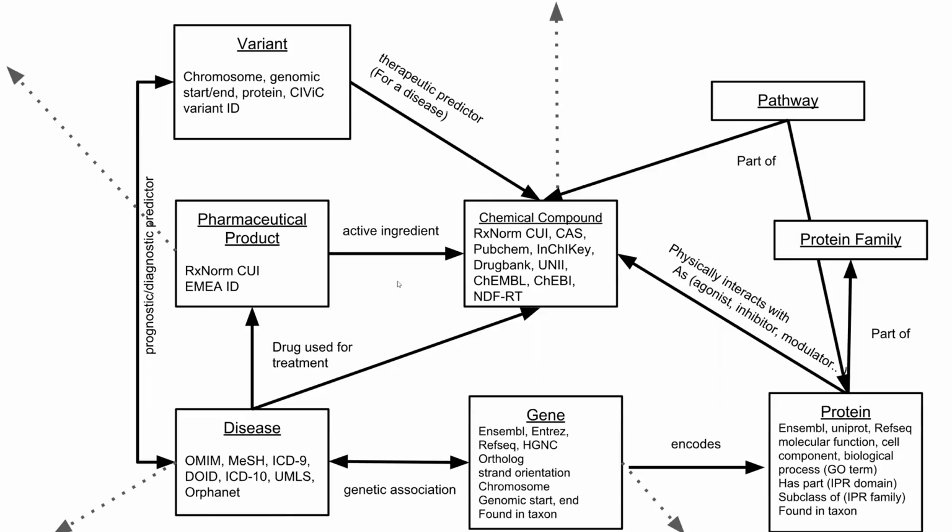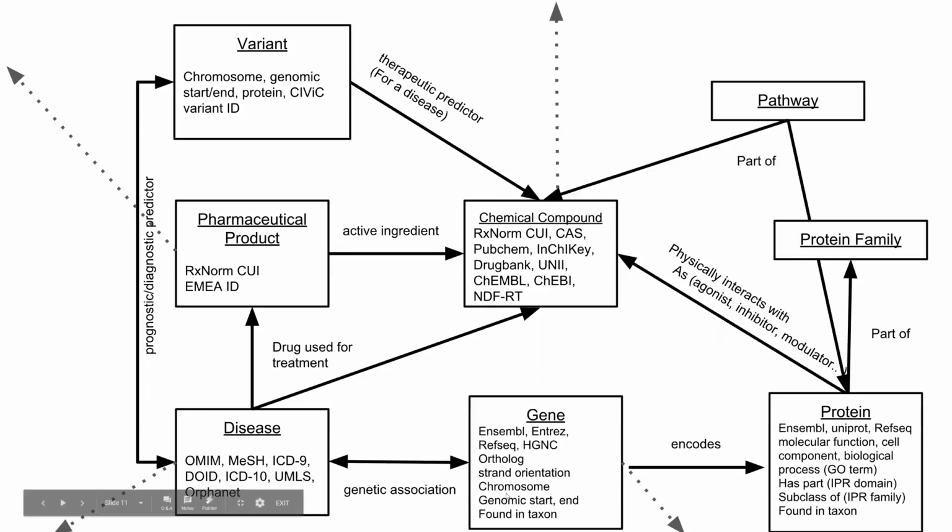So we have genes and proteins. Genes encode proteins. Proteins are part of protein families. The chemical compounds can physically interact with proteins. They can both be part of pathways.